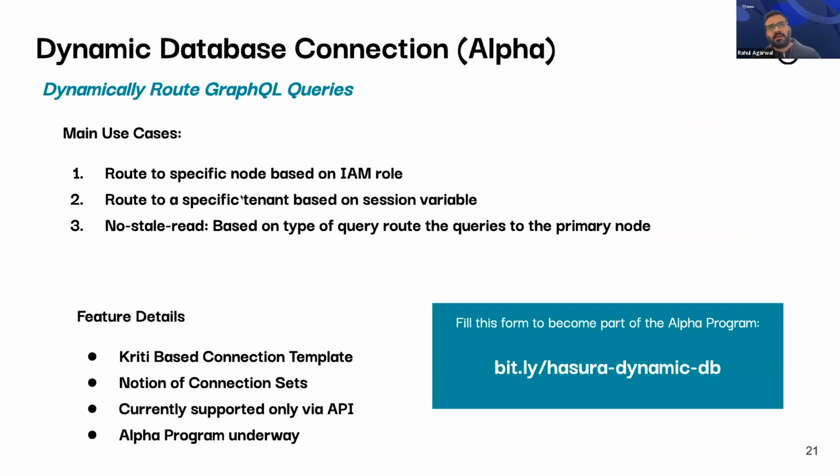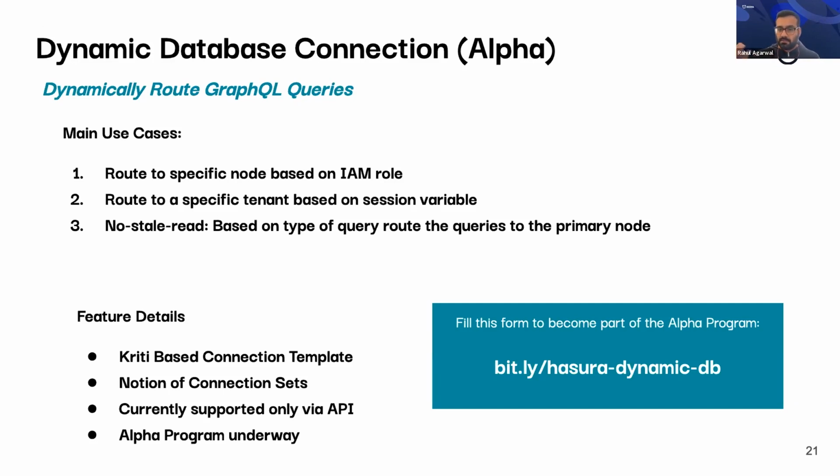So what is dynamic database connection? On a very high level, it is the ability to dynamically route GraphQL queries. Some of the main use cases it can help you with are routing to specific nodes based on your identity access management roles. It could be used to route to a specific tenant based on a session variable. And also a very important use case around no stale read.